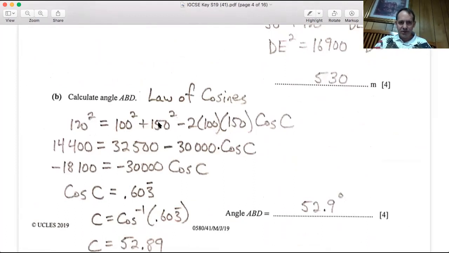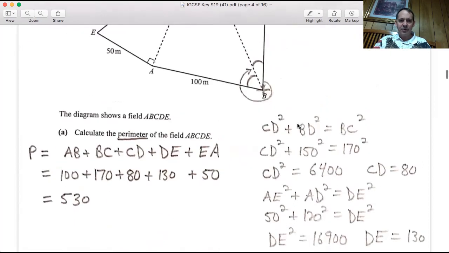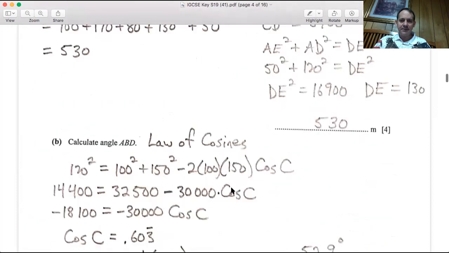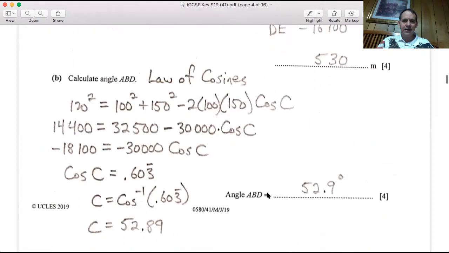C squared equals A squared plus B squared minus 2AB cosine C. And this side and this angle are opposites. So the 120 is opposite the angle that we're trying to find. We're trying to find this angle C. So when you work this out, be careful. Here, the squares are easy.